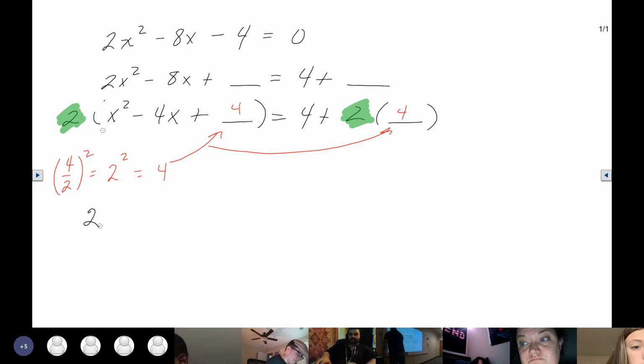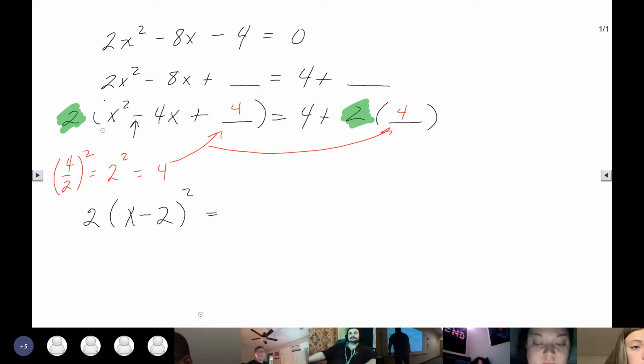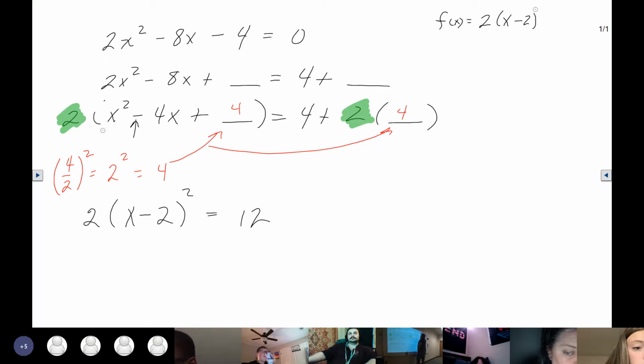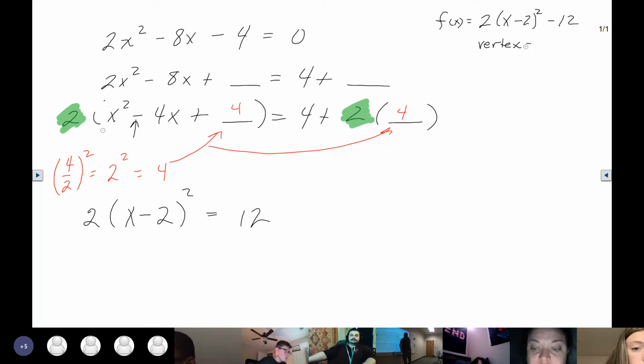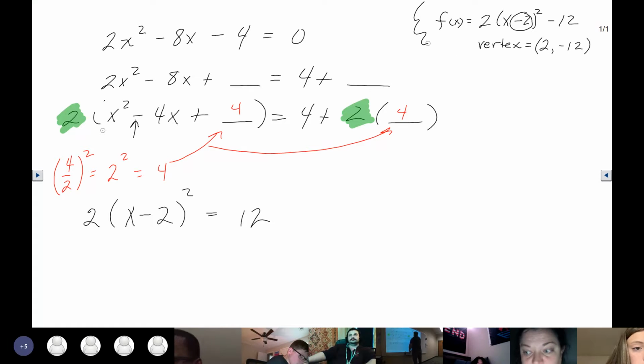So 2 times x minus 2, shortcut number 2, because of that sign right there, is equal to 4 plus 8, which is 12. So our vertex form would be f of x is equal to 2 times x minus 2 quantity squared minus 12. So our vertex is equal to horizontal shift of 2 to the right and vertical shift negative 12. So there's our vertex. And that is what they asked for on the test.